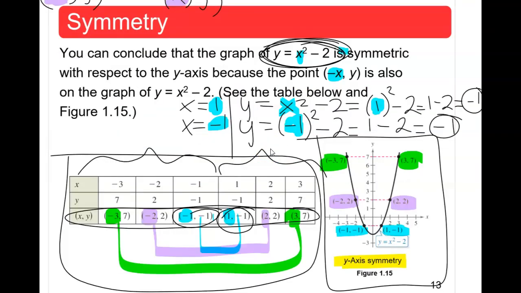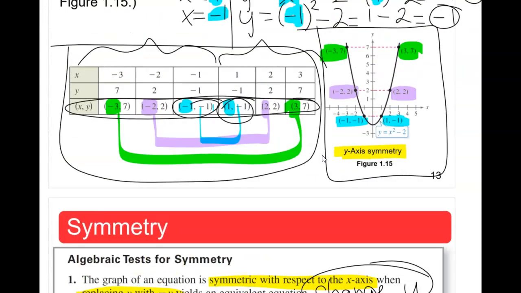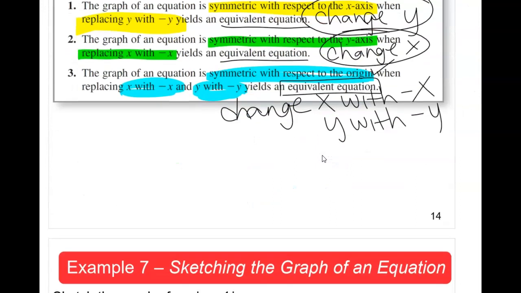So we're going to test for symmetry on the same equation that we used to look at the table and the graph, but we're going to use that to test algebraically. So it is x squared minus 2. First I'm going to write here y is equal to x squared minus 2. And for the first type of test, we're testing for symmetry across the x-axis. So we're going to change the y to, instead of positive y, negative y. And we will get x squared minus 2 on the right side.